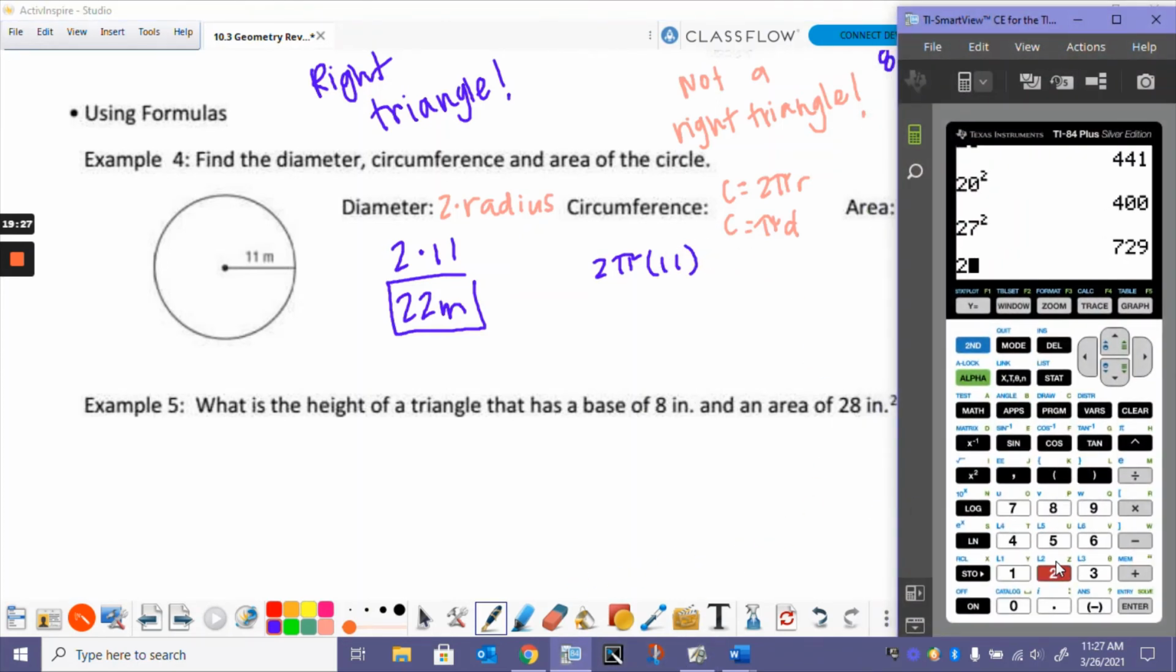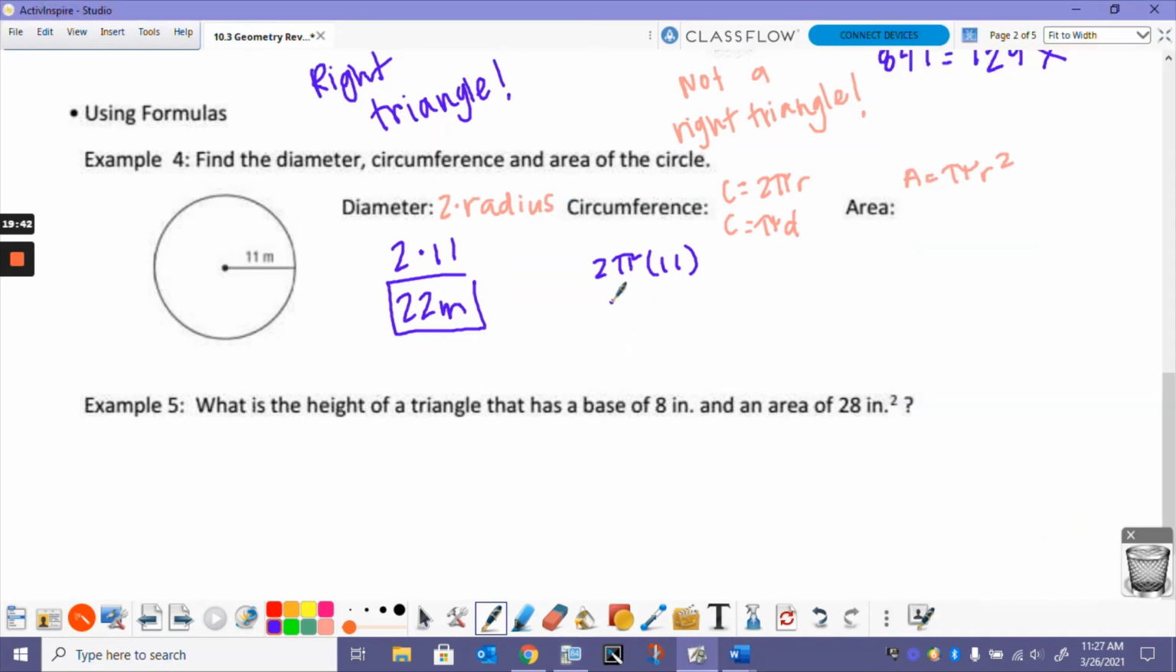2 pi times 11, and we get 69.12 rounded. All right, and the last one is on area.